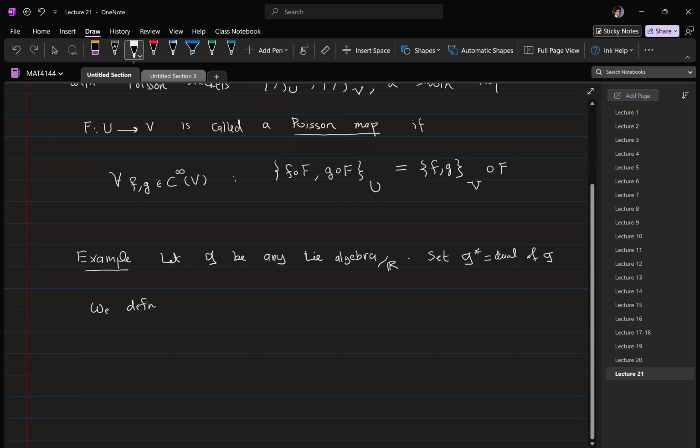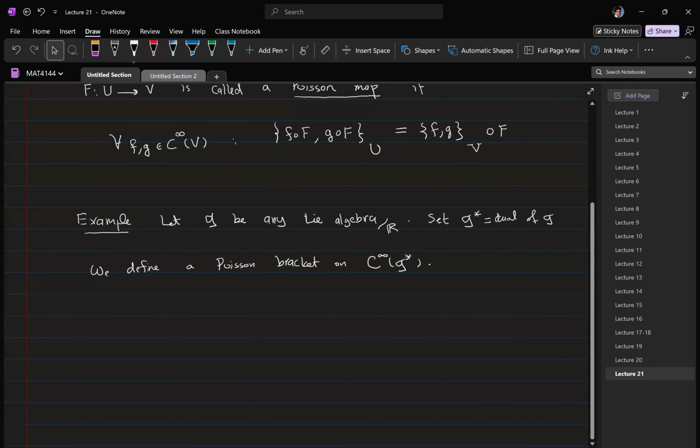So now, I would like to define a certain Poisson bracket on C infinity of G star. So G star is a vector space, so it's an open domain in itself, and we want to define a Poisson bracket on G star, okay? Which incorporates the Lie algebra structure.